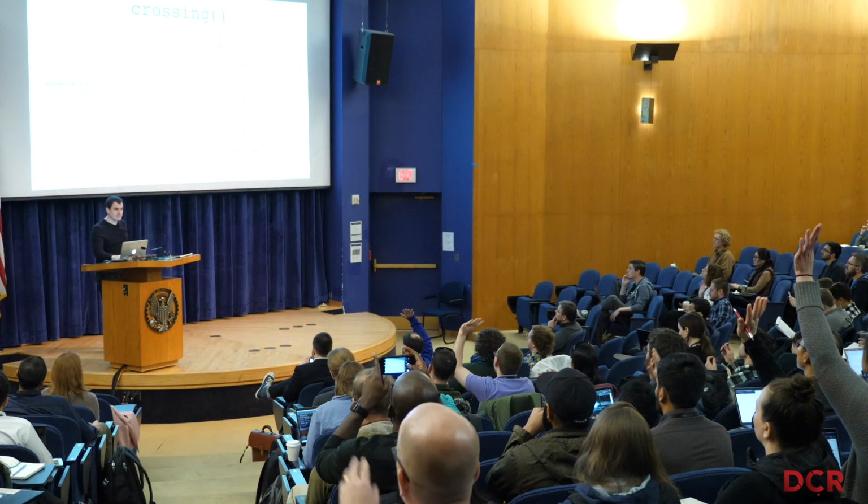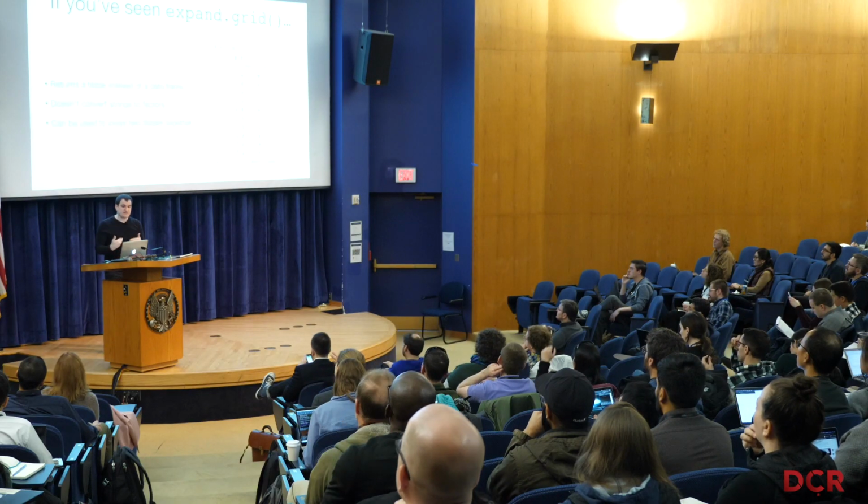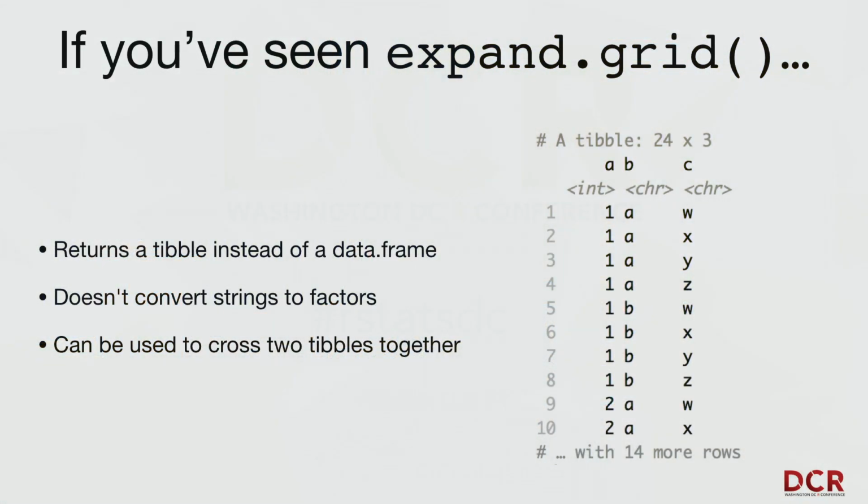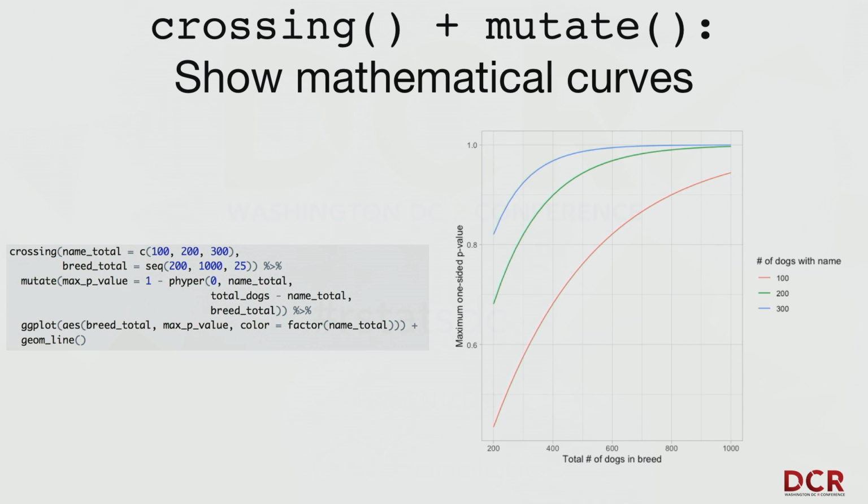Has anyone used expand.grid? Expand.grid is the base R equivalent. Crossing is a little more convenient for working with other Tidyr functions because, among other advantages, it returns a tibble and doesn't convert strings to factors. It's really hard to explain in 2 minutes what crossing is so useful for. It's really worth a talk or a blog post on its own.